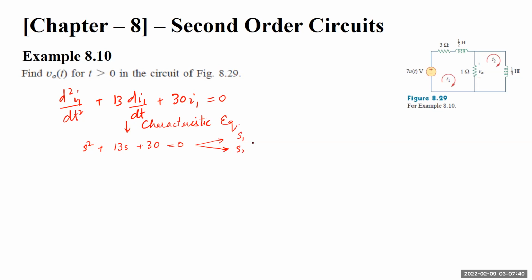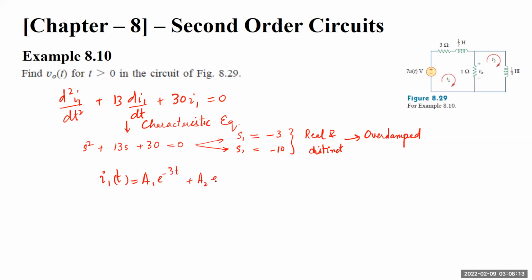So the roots are s1 and s2. The roots are minus 3 and minus 10. So s1 is minus 3, and this is minus 10. Again, these roots are real and distinct, so the response will be overdamped. The overdamped response for I1 of t will look like A1 e raised to the power minus 3t plus A2 e raised to the power minus 10t. So I1 will look something like this.